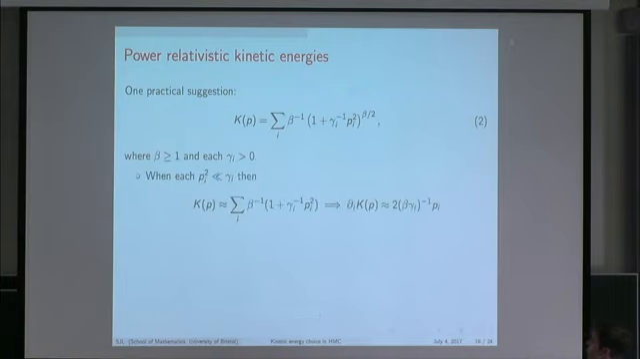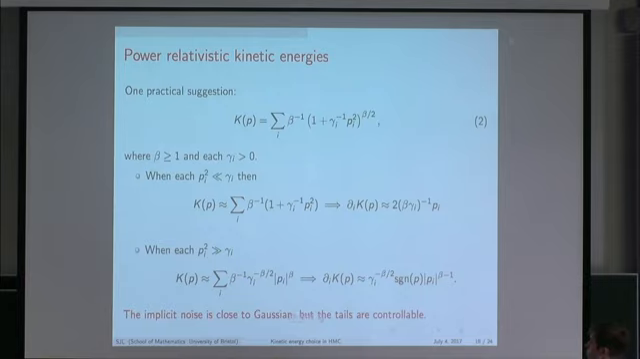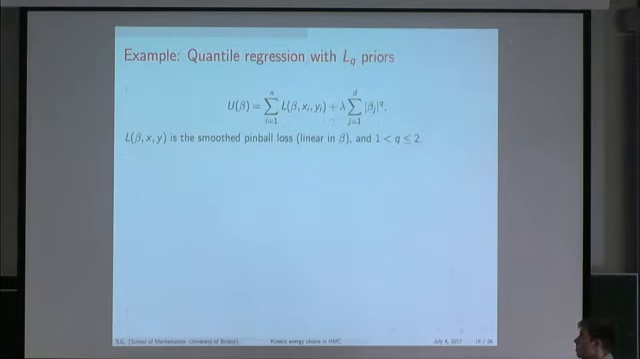So you can see that with this choice here, if p is smaller than this tuning parameter gamma, then I'm going to get Gaussian-like behavior for my kinetic energy. But when p is much larger, then I have these tails which are controllable through beta. So the implicit noise is close to Gaussian, but I also have power over this composite gradient. And let's just look at a couple of examples to finish.